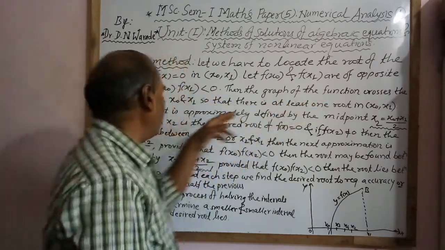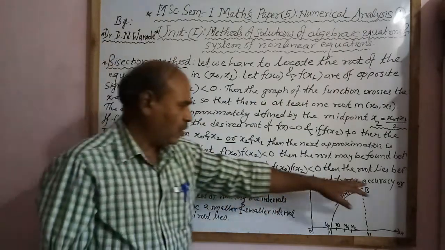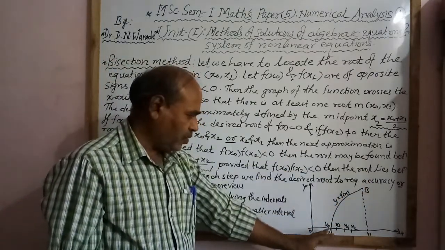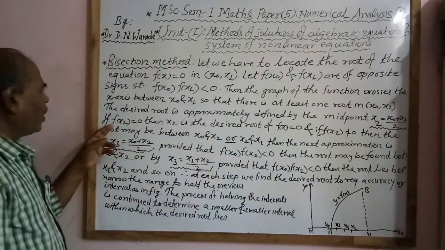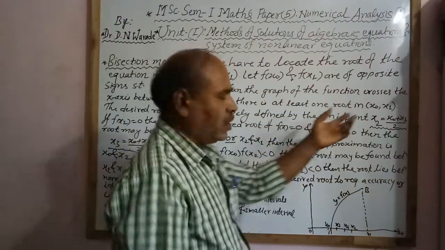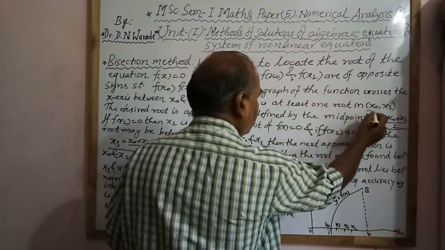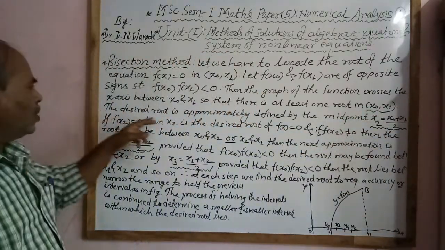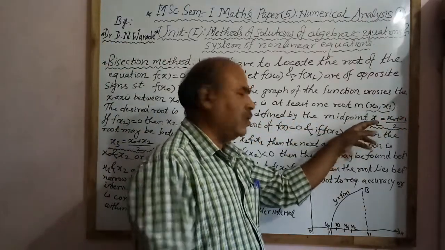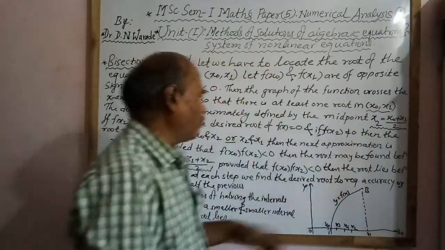Then the graph of the function crosses the x-axis between x0 and x1, so that there is at least one root in the open interval x0, x1. The desired root is approximately given by the midpoint of x0 and x1. The midpoint is given by the formula x2 equal to x0 plus x1 divided by 2.